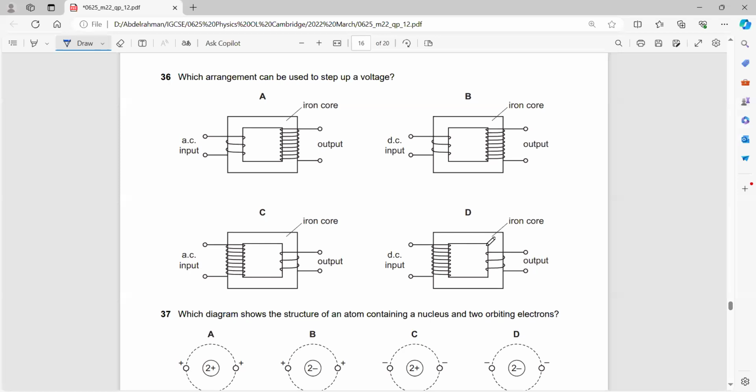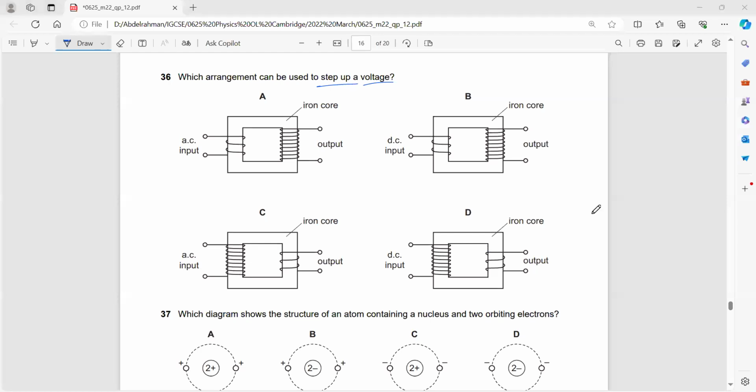It is a hard question. 35 was a hard question. 36 is 1,000 times easier. Which arrangement could be used as a step-up transformer? A step-up transformer. How can I step up the voltage? Quite easy. Question 36. How can you step up the voltage?